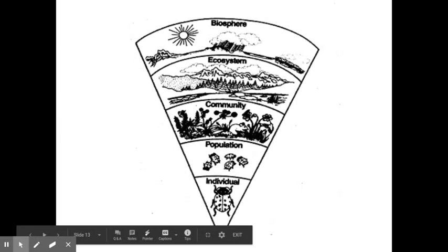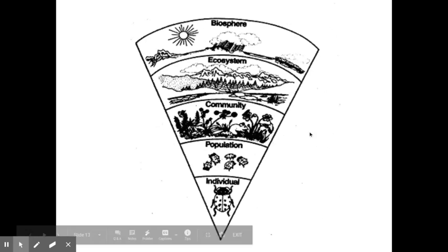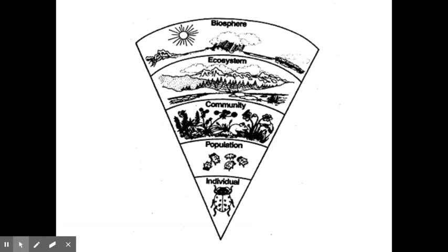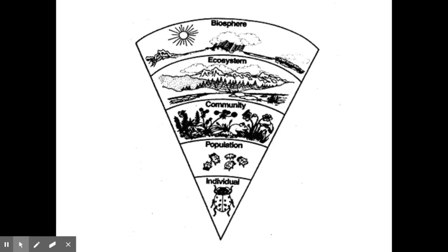I do want to pose the question to you guys. Why is it in this triangle shape? Okay, think about that. Why do we put it in a triangle shape? Okay, the answer to that question is the biosphere is the largest part of the triangle. So that means it includes more stuff. Okay, as you move down, each step includes less and less things, all the way down to the individual, or organism, as we call it. Okay, so keep that in mind when you're thinking about this stuff.